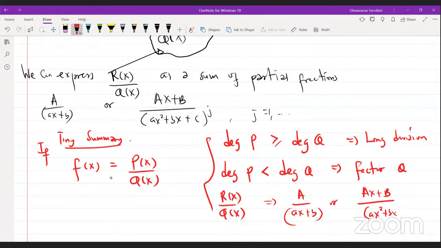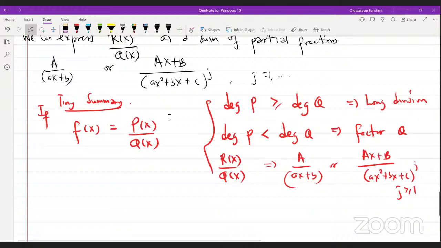x squared plus bx plus c to the power j. Remember, your j is non-negative, so it's better I write it this way: j is greater than or equal to 0, and in the other form j is greater than or equal to 1. Okay, so that's a tiny summary as we proceed to other parts of the work.